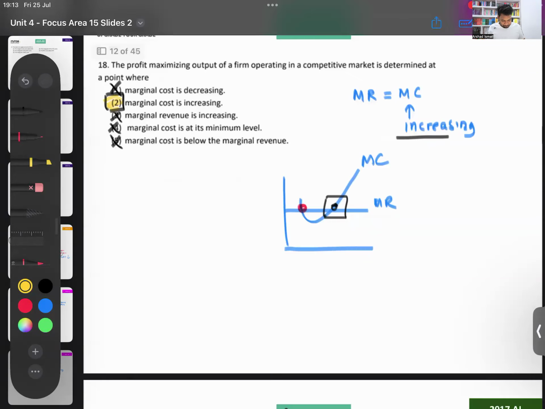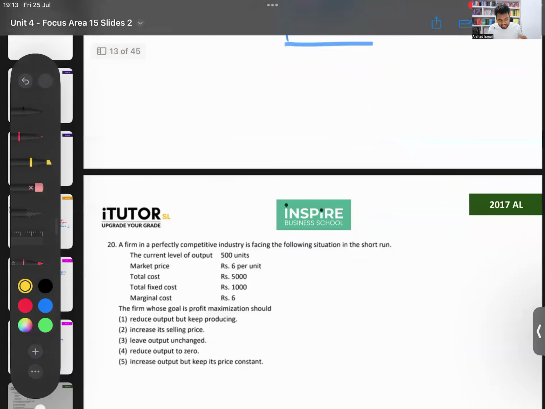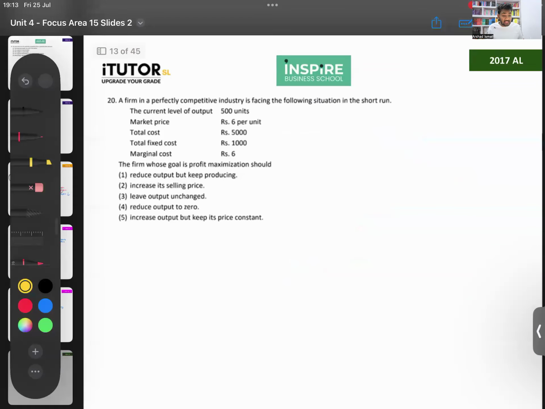Then the next one. Okay. This one, did we do this question last week? Not while MC is decreasing. Now, MC initially will decrease. That is the law of diminishing returns. So not when MC is coming down. Yeah, we did this. I'm not going to discuss. We did this last week. Answer was number 4. So they have to reduce output to 0. In other words, they had to shut down because they were not even covering their variable cost.